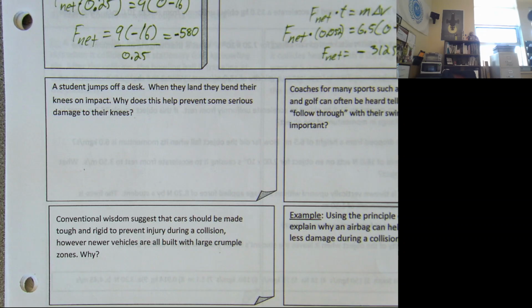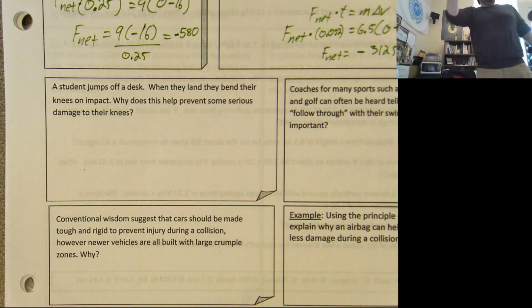Because I still haven't stopped yet. There's a whole portion of me that's catching the rest of myself, right? All the muscles in my legs are catching my torso. I'm increasing the amount of time it takes me to come to a stop. And when you increase anything you can do to increase the amount of time it takes you to stop, you're decreasing the force on you.